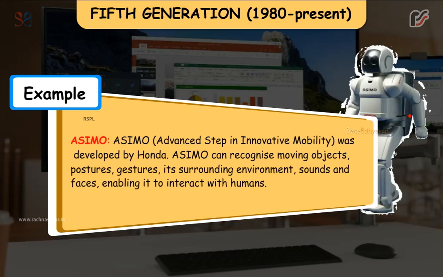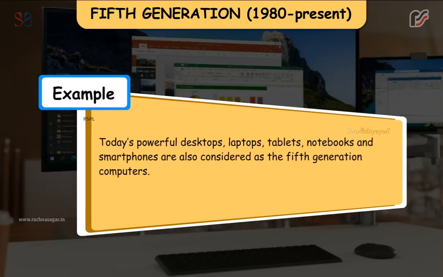Examples: ASIMO. ASIMO, Advanced Step in Innovative Mobility, was developed by Honda. ASIMO can recognize moving objects, postures, gestures, its surrounding environment, sounds, and faces, enabling it to interact with humans.